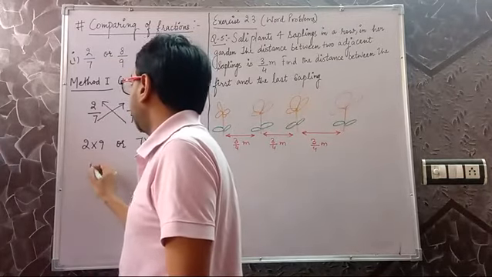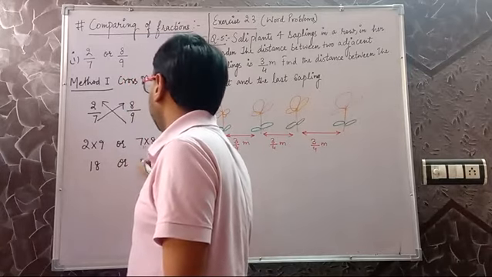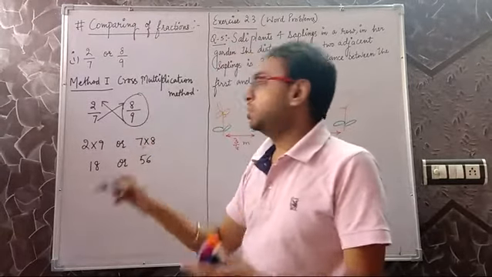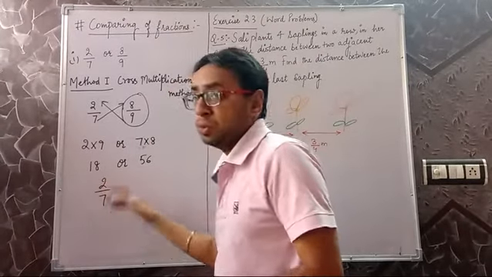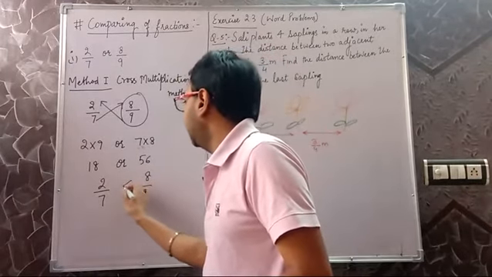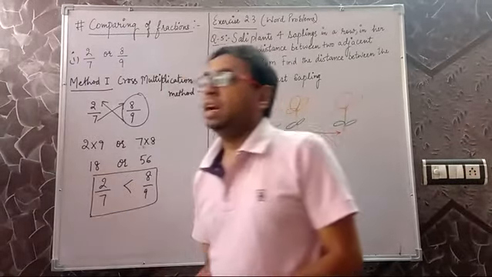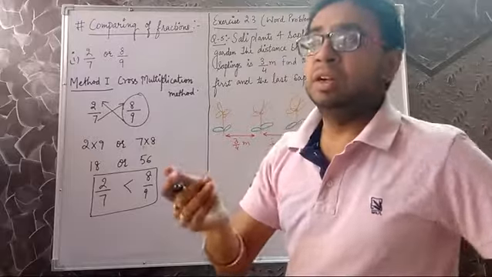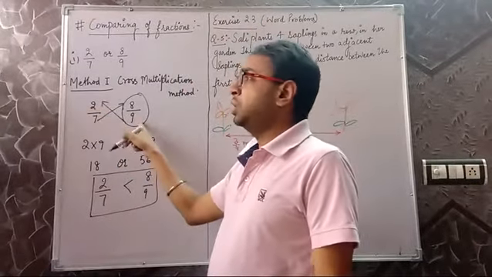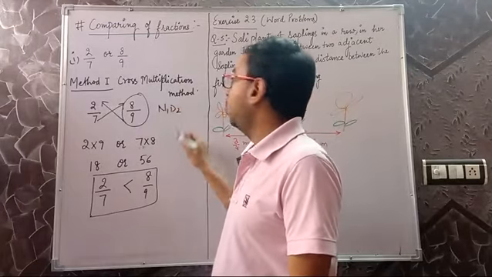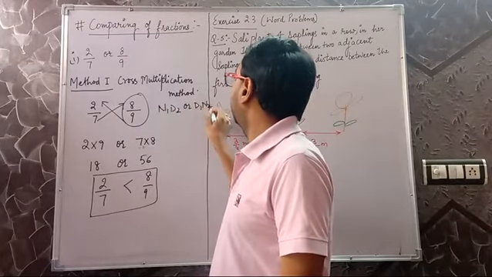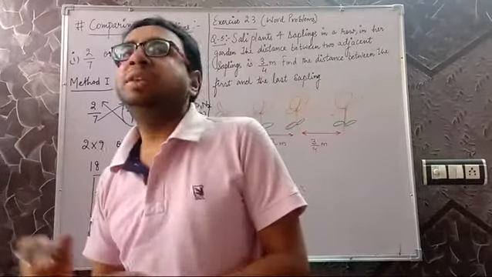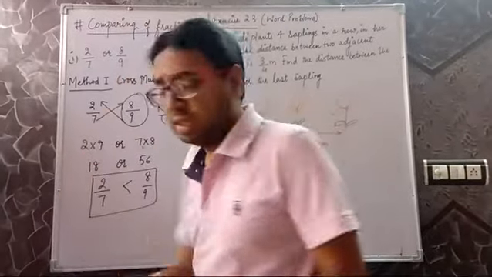What is 2 into 9? 18. And 7 into 8 is 56. Which is bigger? The term which is bigger corresponds to the larger fraction. Therefore, out of 2 by 7 and 8 by 9, 8 by 9 is greater. Are we clear about this? Any doubt in this? So this is the first method, the cross multiplication method. Just cross multiply numerator 1 with denominator 2, n1 d2 and d1 n2, and find their products. Whatever is greater, that will be the larger fraction.